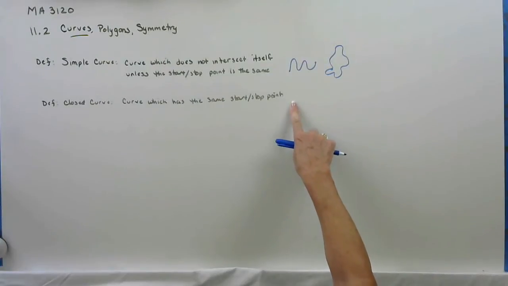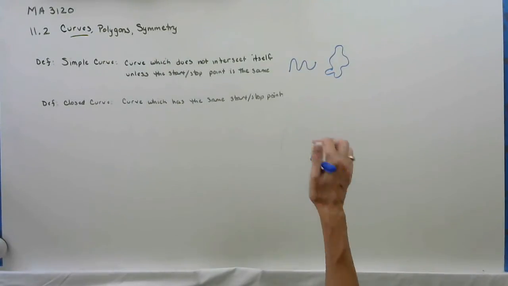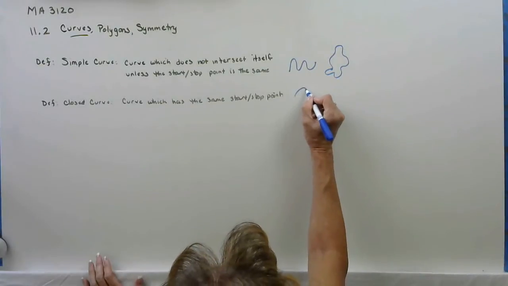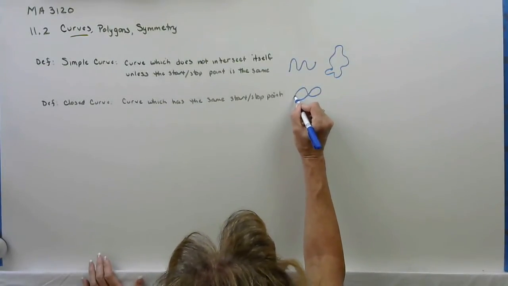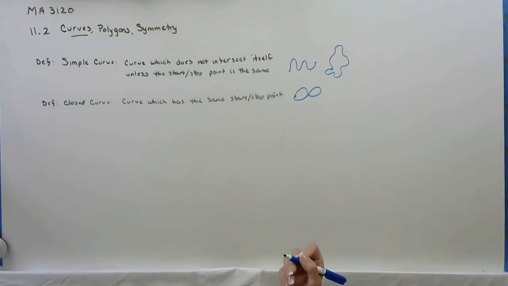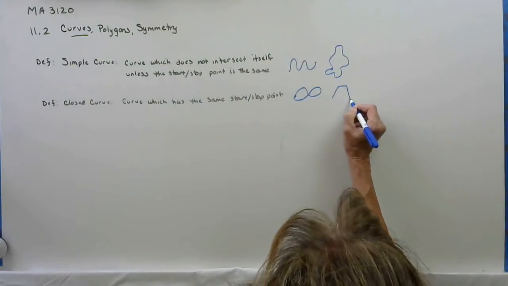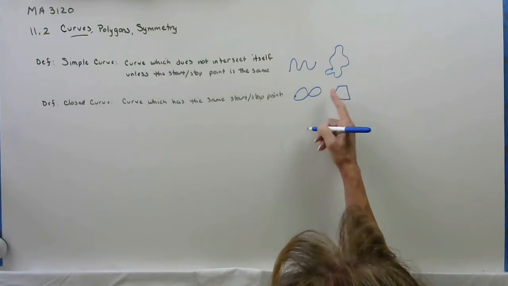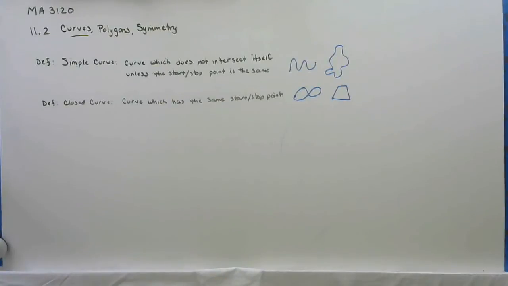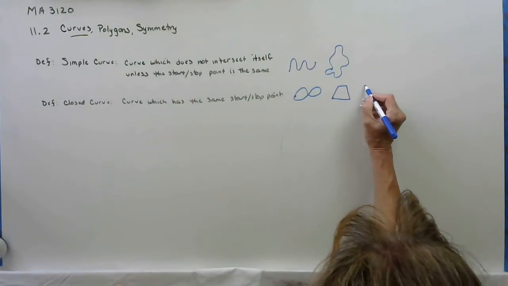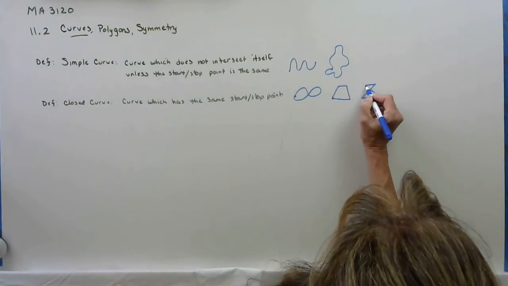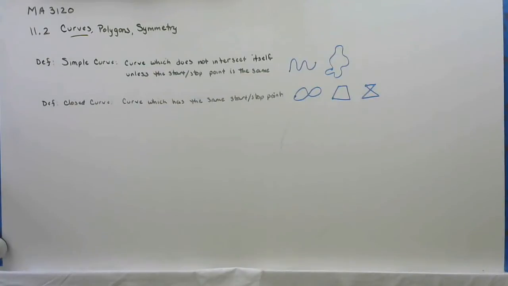A simple curve never intersects itself. A closed curve can intersect itself. So I could come along, I could come back, and it has the same start-stop point. You could also go along, come along, come along. We have a starting and a stopping point that are the same. This is a simple closed curve. So that's what we mean by a closed curve.